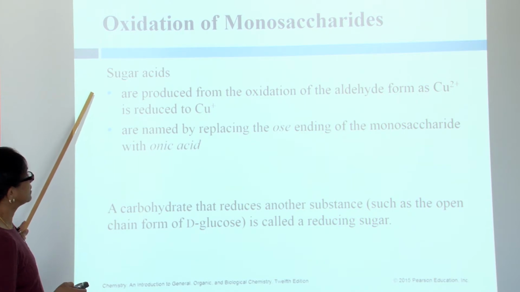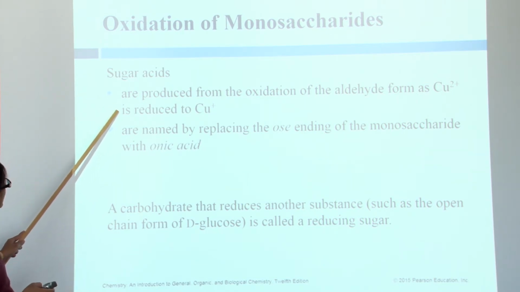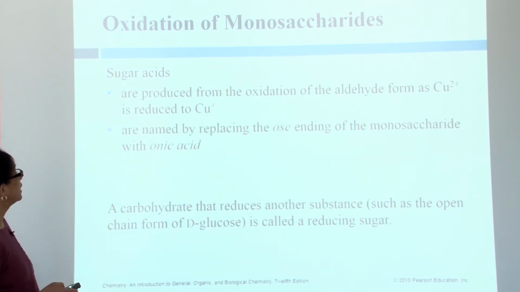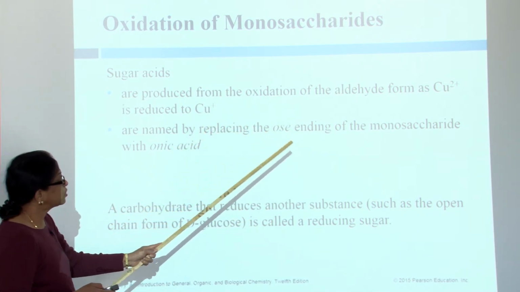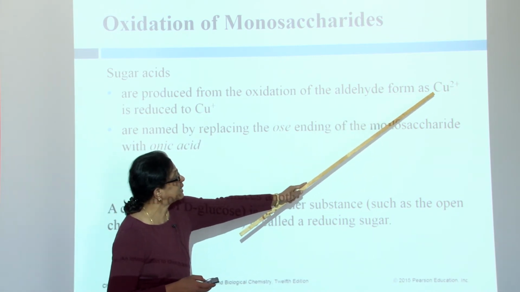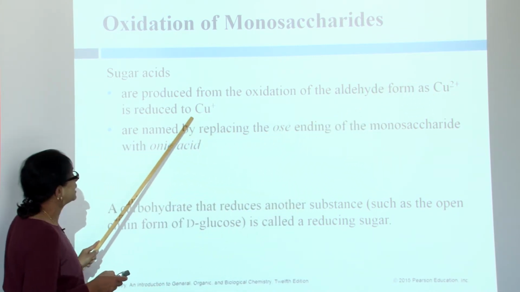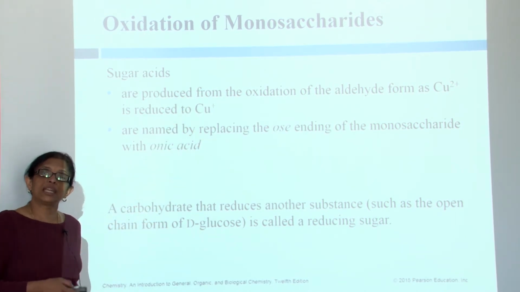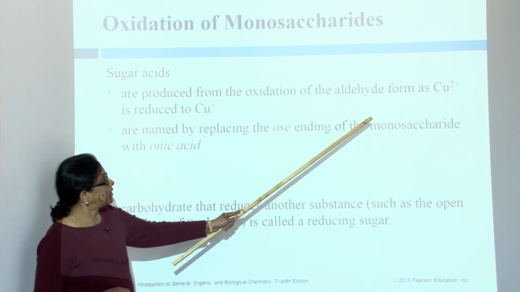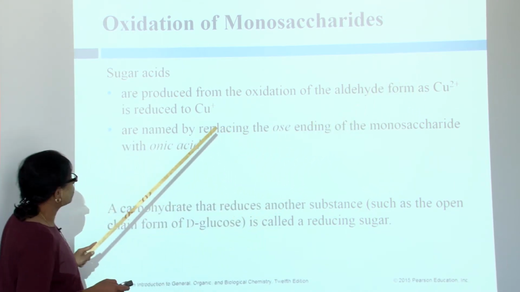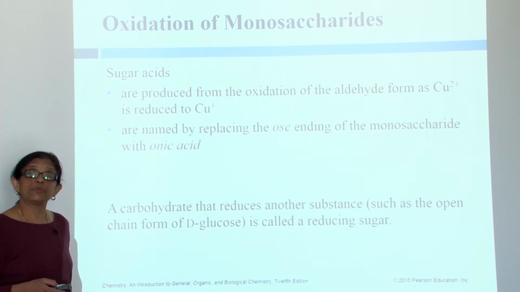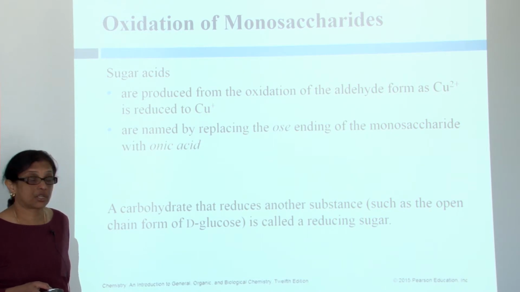Now sugar acids, as we just said, are produced from the oxidation of the aldehyde form with Benedict solution. This ion is present in Benedict solution. You can see copper 2+ ion is reduced to copper 1+. And how does that happen? By taking in an electron. You can see there is a 2 positive charge and then a 1 positive charge. There is a reduction in positive charge, and that is possible by taking in electrons, and taking in electrons is reduction.